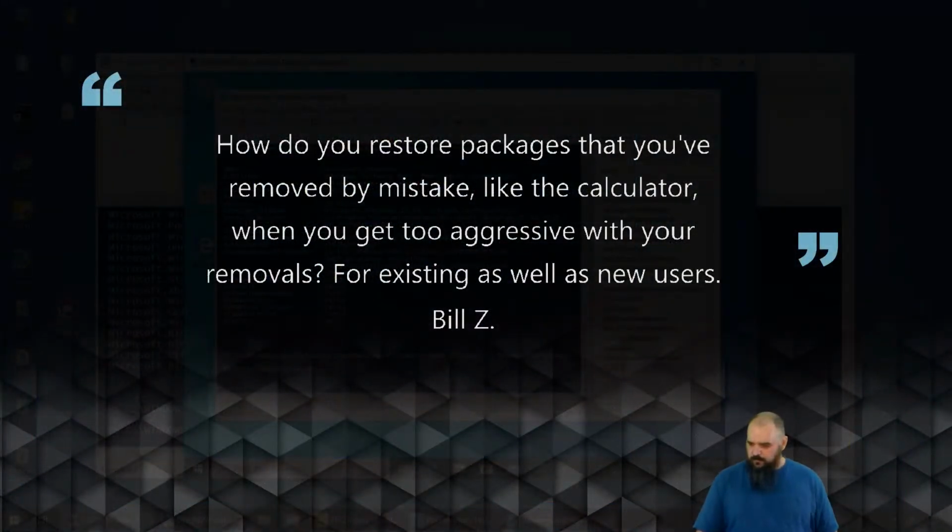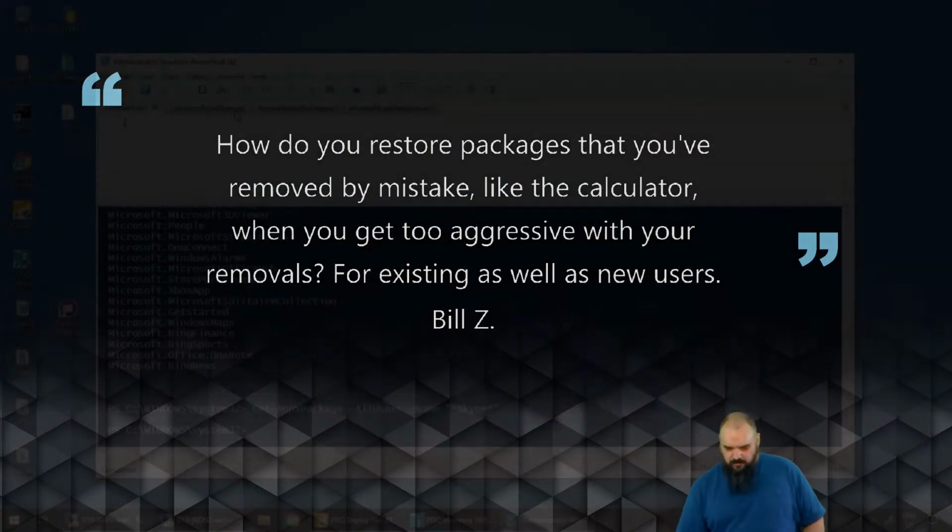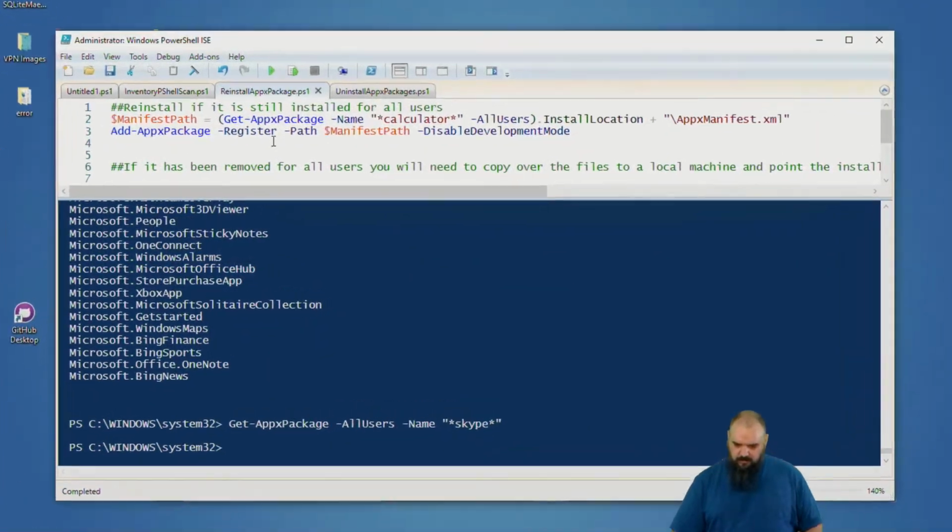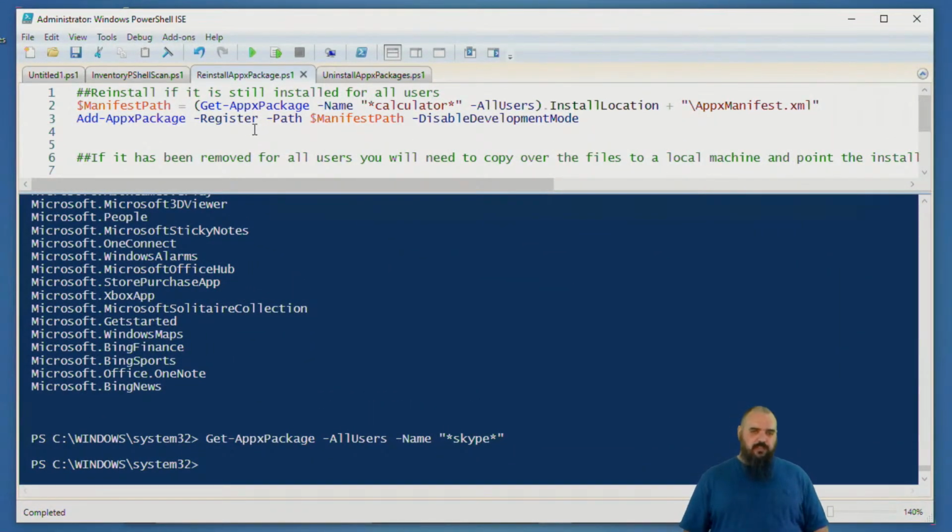Dear Jordan, how do you restore packages that you've removed by mistake, like the calculator, when you get too aggressive with your removals for existing as well as new users? Thanks, Billy Z. All right, well, I've done this, the calculator exactly. So let's see if we come in here just to the reinstall AppxPackages. There's a couple of ways we can go about that. If you removed it just for a single user, you can come in here and do the Get-AppxPackage -AllUsers and grab the install location and then Add-AppxPackage with the manifest, and then you register the path you just found and disable development mode, and it will reinstall on that machine.